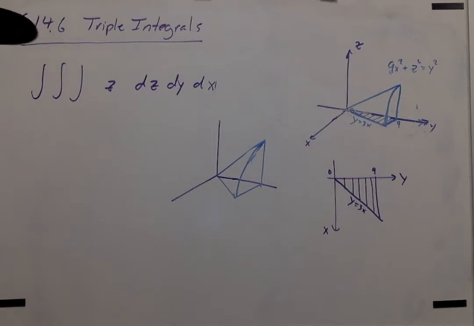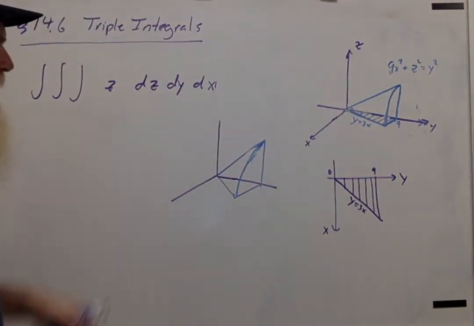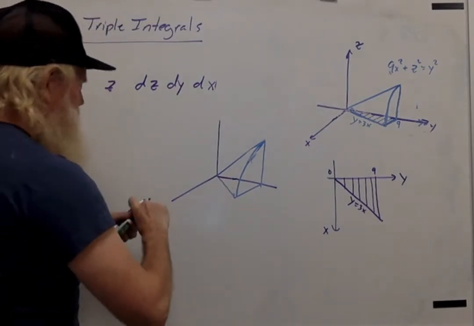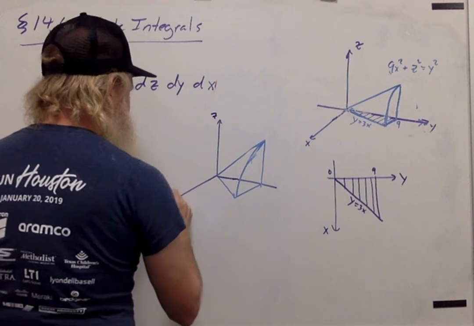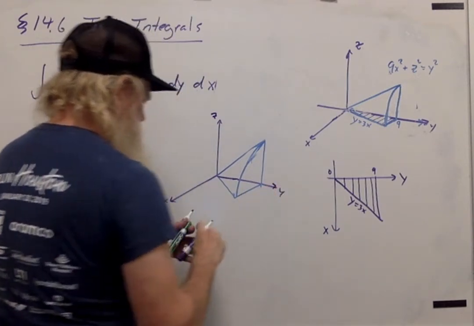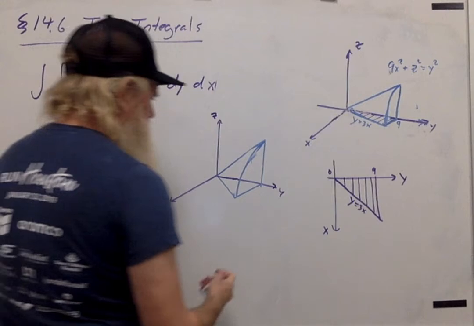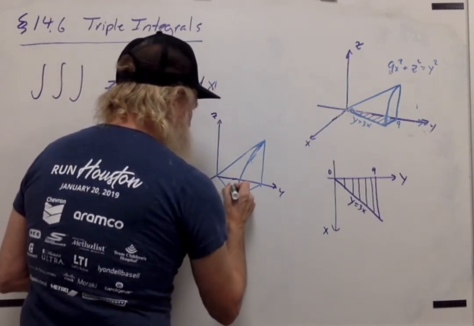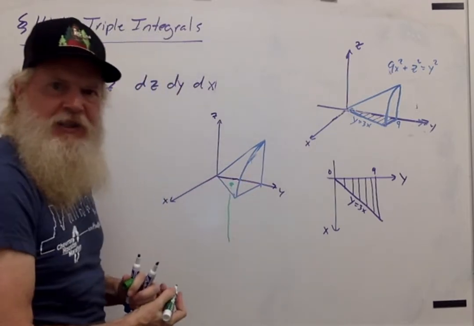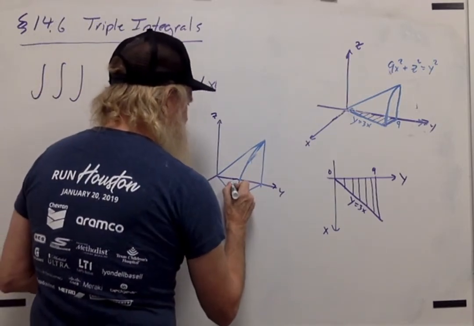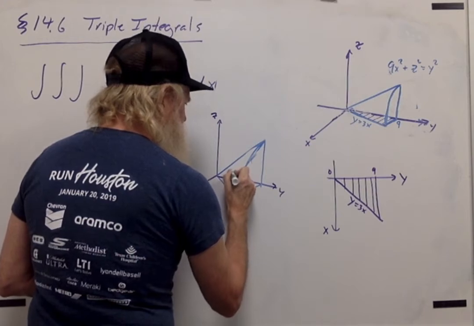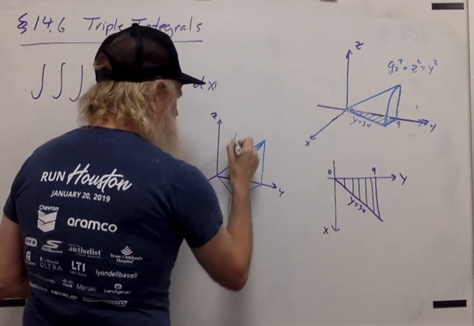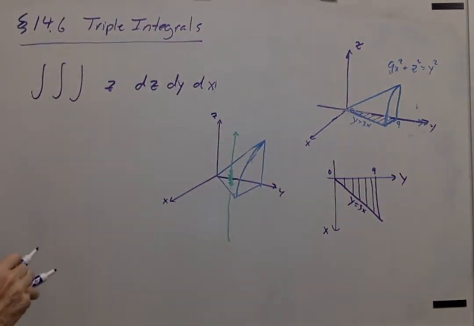Notice that the variable z is on the inside. So let's imagine taking a line and running it up through the solid parallel to the z-axis. So I'm going to come in from below. When I get to the xy plane, I'm going to enter the solid. I'm going to continue in the solid until I get to that cone, and then I'm going to exit. So this portion of that vertical line is going to fall inside the solid.